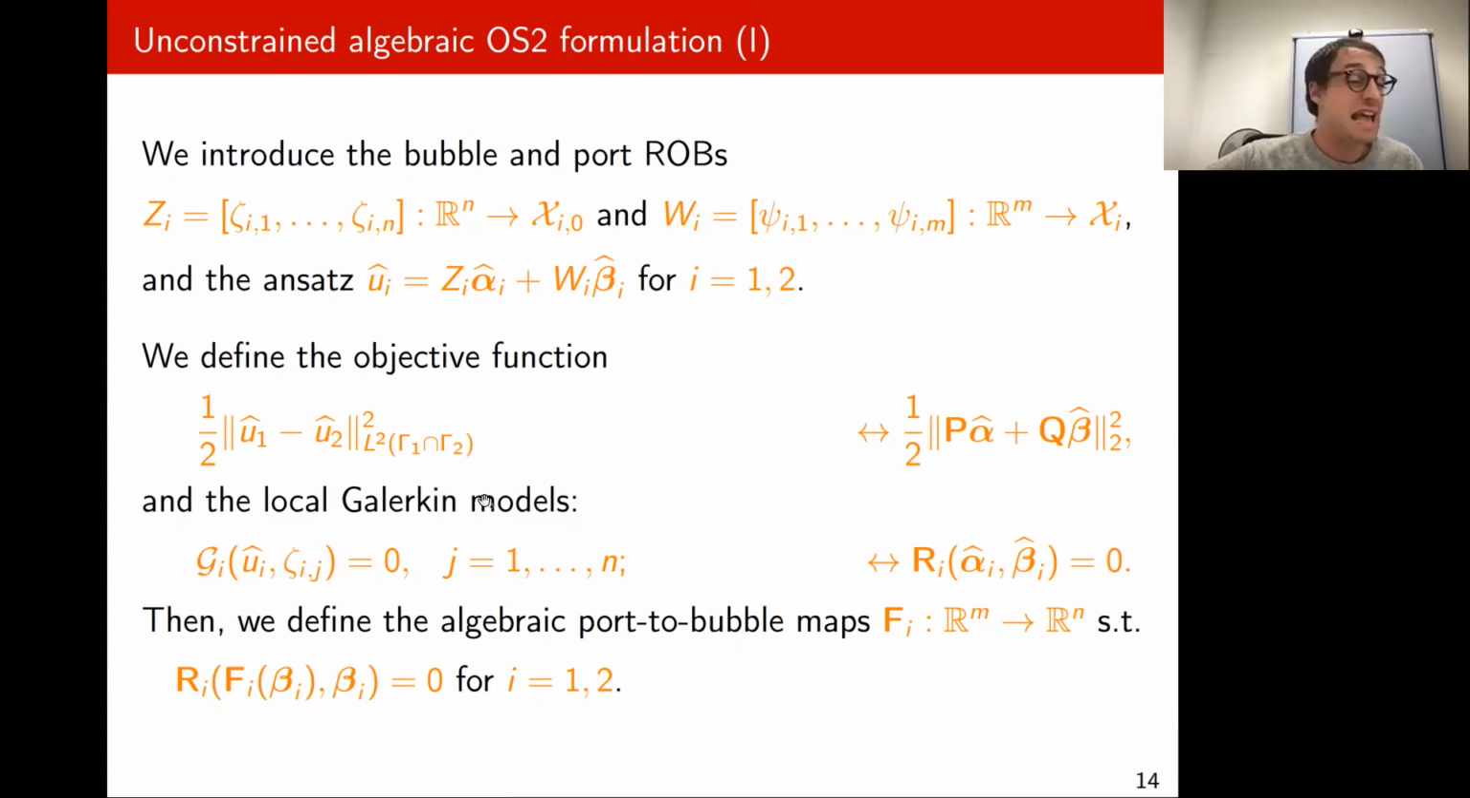Then we introduce local Galerkin models, defined in this way. And then we introduce the algebraic port to bubble maps from Rm, the space of port coefficients, to Rn, the space of bubble coefficients, which satisfies this equation. So it's defined implicitly by the Galerkin model of each subcomponent.